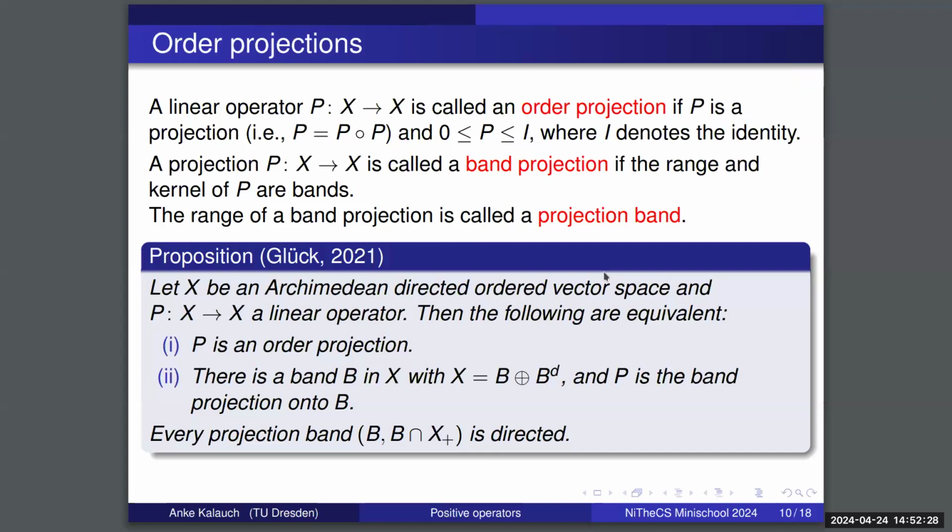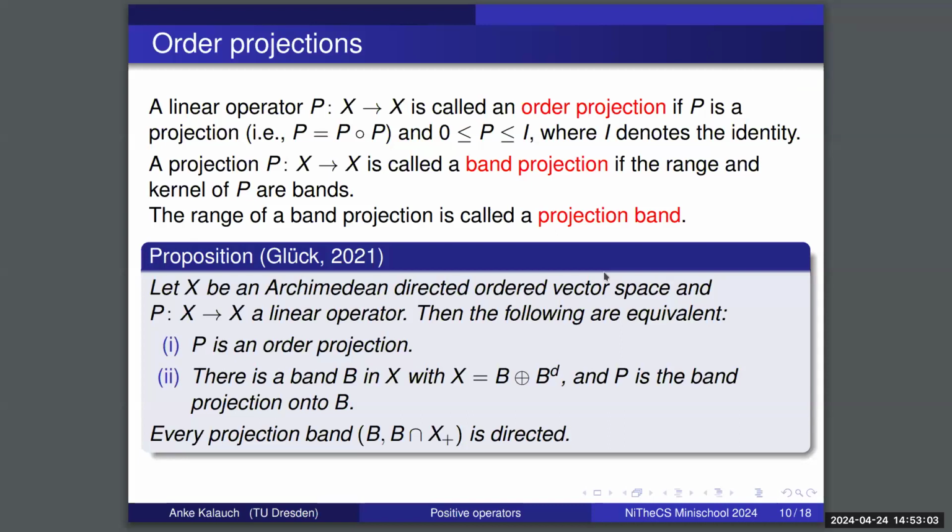Of course, this is a very simple case, I know. Sorry, first your question, excuse me. If I have a band B such that X equals B plus B^d, then is it easy to show that we will get a projection out of it? Yes, of course. You can then project on one of the parts.